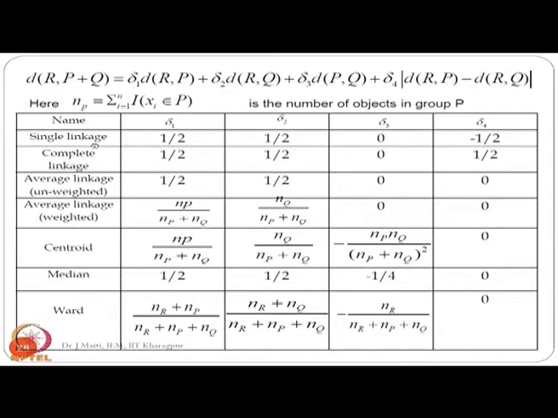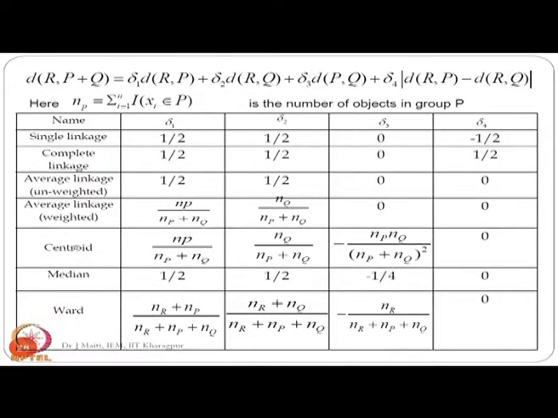If you want to use single linkage, delta 1 and delta 2 will be half, delta 3 will be 0 and delta 4 will be minus half. If you want to use complete linkage, they are half, half, and only delta 3 is 0. If you go for average linkage, delta 1 is half, delta 2 is half, then delta 3 and delta 4 are 0.